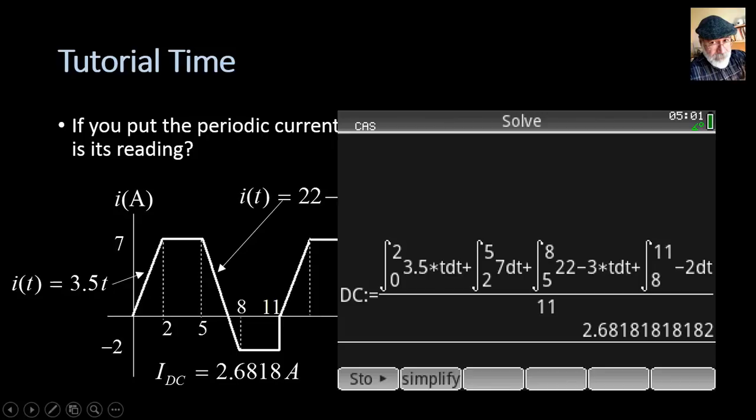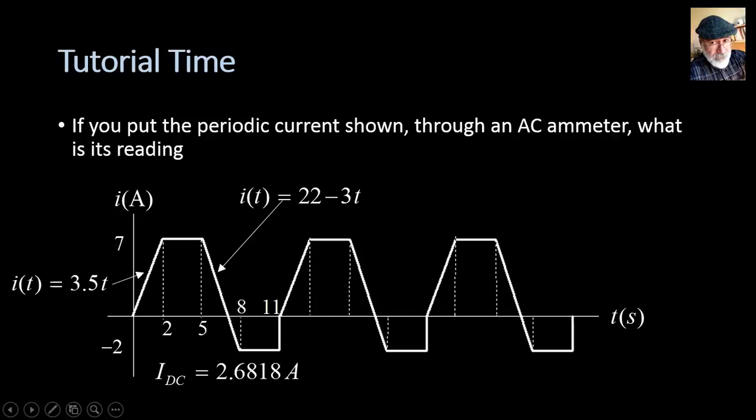That is not the effective value. The effective value is the RMS value. This is just the reading that a DC ammeter would give you for that current. Now, another tutorial time. Same current, different question. We put that current through an AC ammeter. What is the reading? Well, it would be the RMS value of the curve.